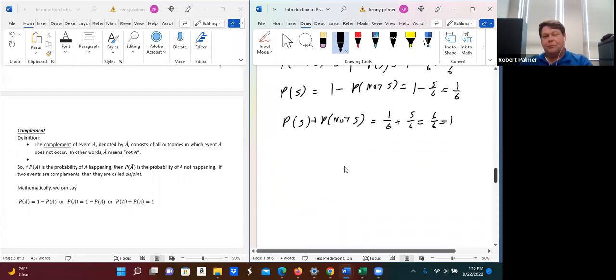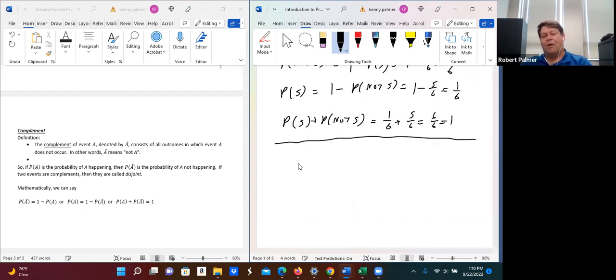Now, I want to wrap up our discussion with some examples, and let's actually work with a deck of cards. Let's look at a standard deck of 52 cards. So let's remember what we have in a standard deck of 52 cards.